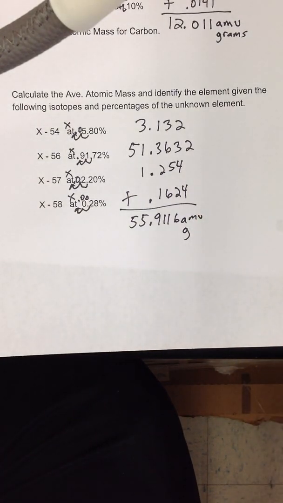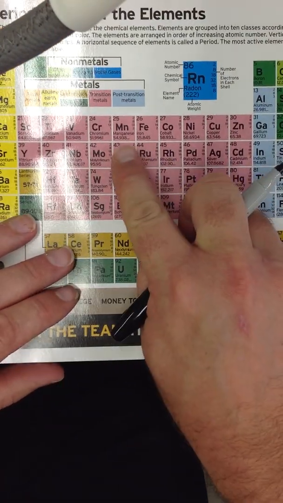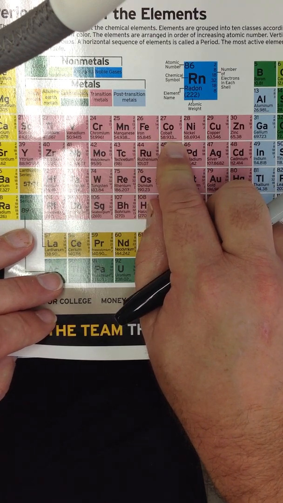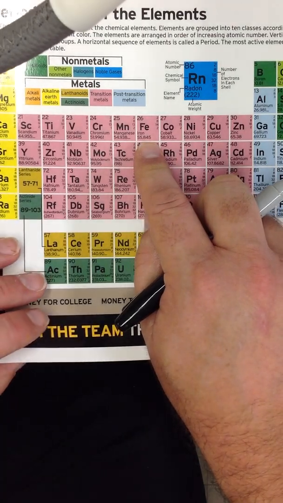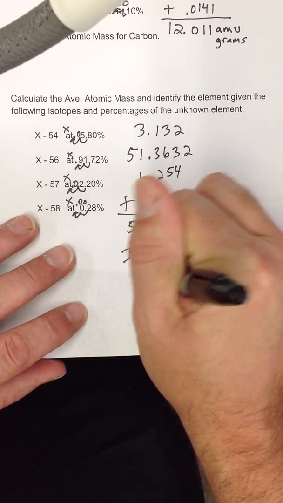So now, I'm not done yet. I'm going to grab my handy dandy periodic table and I'm going to start looking. Well, I see 54.9, 55.845, and 58. So clearly, the closest one that's a tenth away, or actually about a half a tenth away, is iron, and that would be our answer. So you can either write out iron or just the symbol Fe.